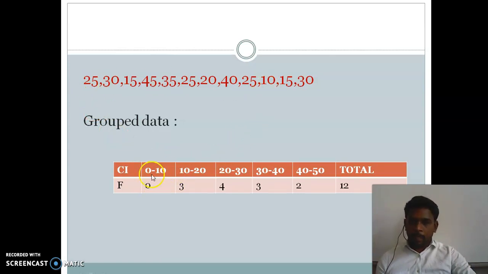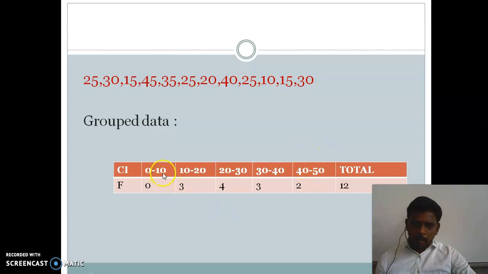Before going to find that out, you should know about the limits, that is, the lower limit and upper limit of the class interval. Here 0 to 10 is the class interval, and here 0 is nothing but the lower limit of the class interval and 10 is the upper limit. And take the second interval. In the second interval, 10 is called the lower limit and 20 is called the upper limit. Similarly in the third interval, 20 is the lower limit and 30 is the upper limit. And the fourth one, 30 is the lower limit and 40 is the upper limit. And here 40 is the lower limit, 50 is the upper limit.